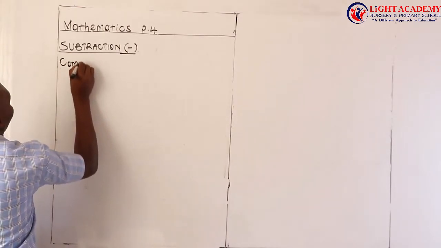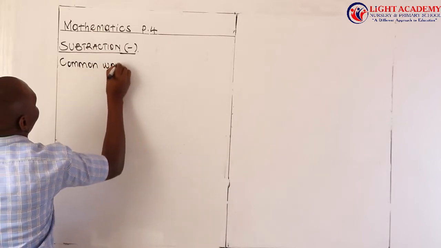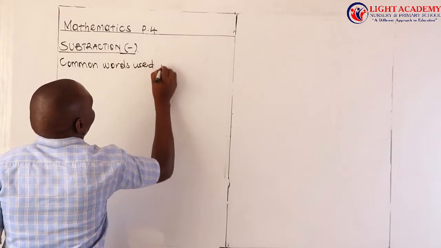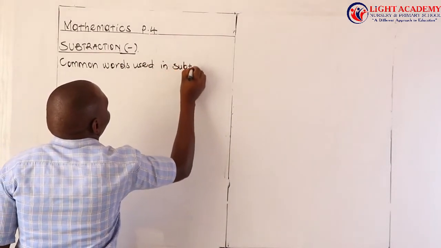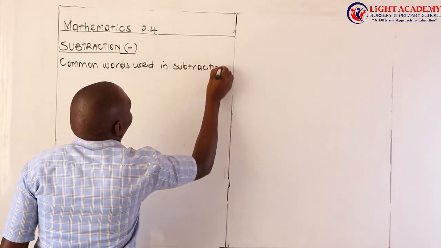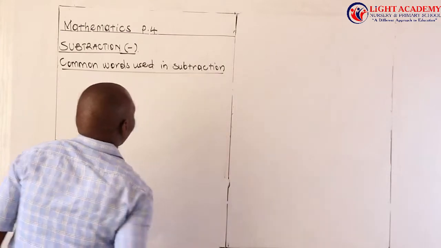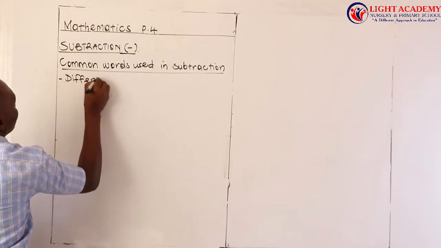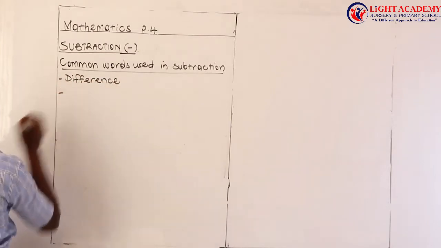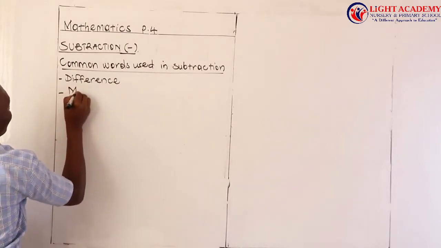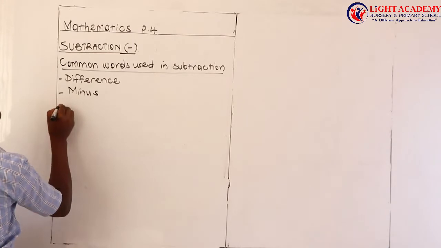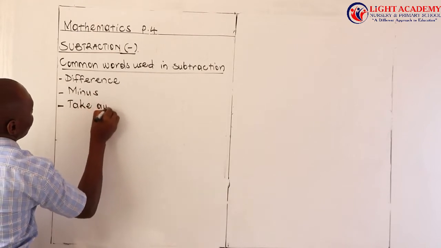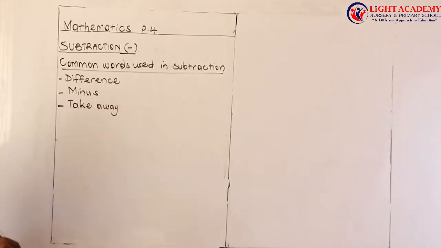Common words used to mean subtraction at this level of Primary 4. These words here have the same meaning. The first one is difference. There is another word which is common, used in P.4: minus. We have another one which is take away. You used this word probably in P.3 and P.2.